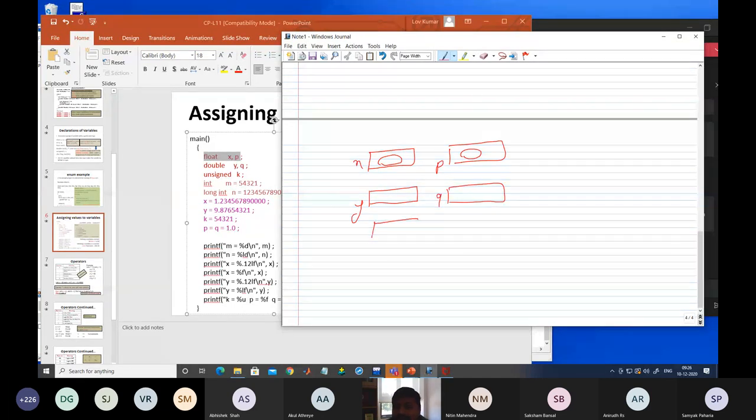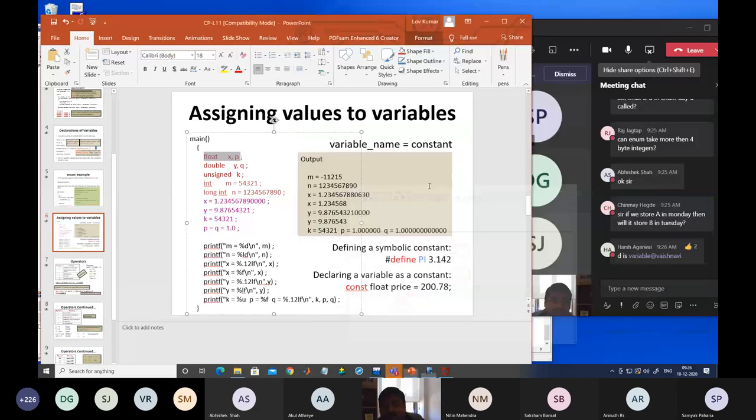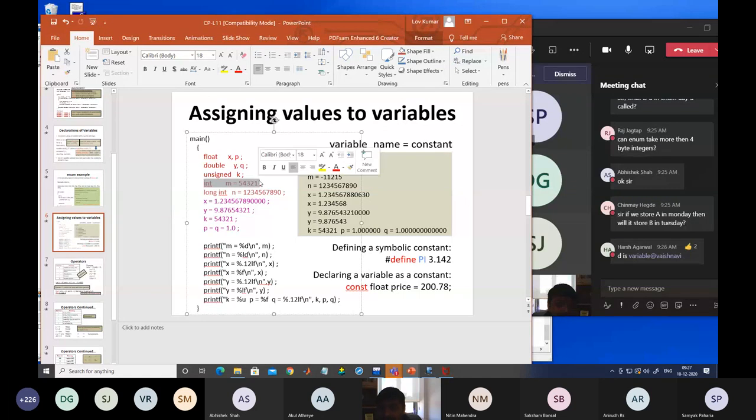Same like that, if you are writing unsigned, it means unsigned integer, so it will create one variable of unsigned integer. Same like that, the normal integer is also called the signed integer. When you are writing the long integer, we have already discussed in the previous class what is the meaning of long integer.